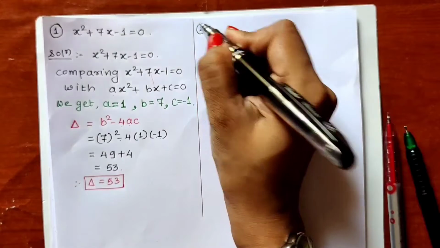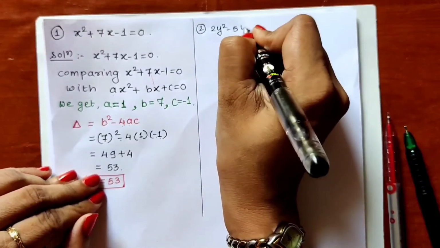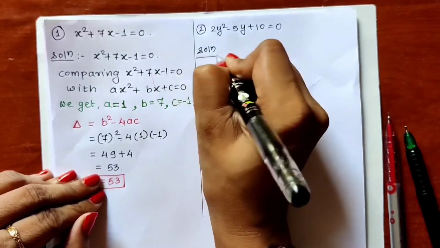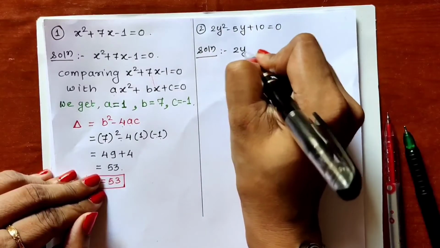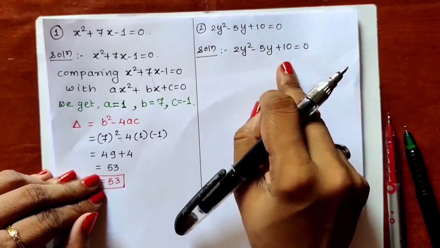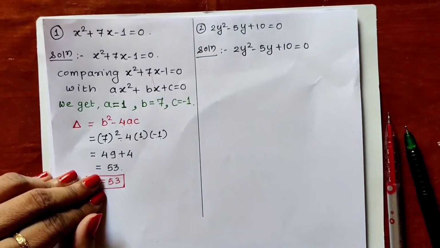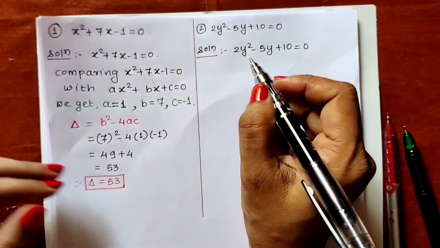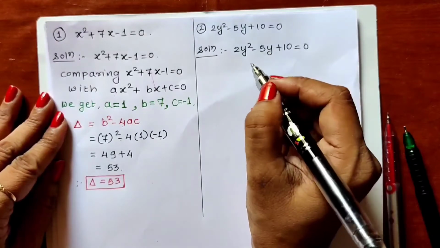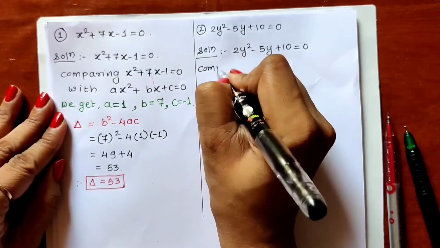Second sum is 2y square minus 5y plus 10 is equal to 0. In solution, write the equation as it is. 2y square minus 5y plus 10 is equal to 0. This equation is in the proper format of ax square plus bx plus c is equal to 0. Always check whether the equation is in the proper format or not. If it is not in the format, you have to bring this equation in the general format of ax square plus bx plus c is equal to 0. So now after that what should be done?